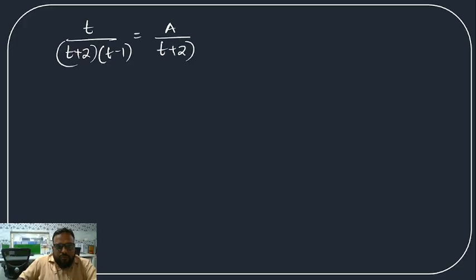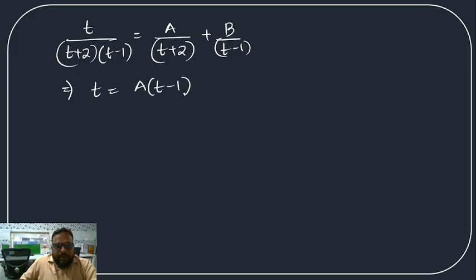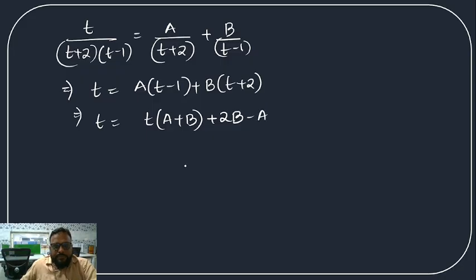Okay. Now t by t plus 2 into t minus 1, when I split in the form of partial fractions, I can write it as a by t plus 2 plus b by t minus 1. Then, when I take the LCM and simplify this, I'll get t equal to a into t minus 1 plus b into t plus 2. On further simplification, I'll get t into a plus b plus 2b minus a.